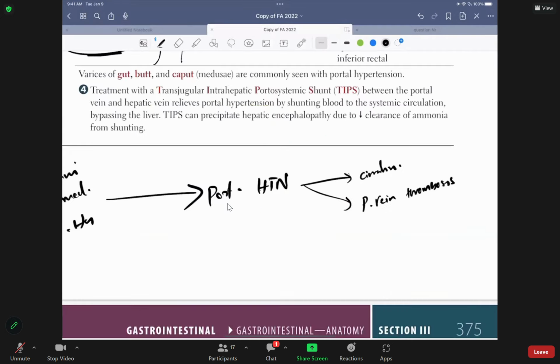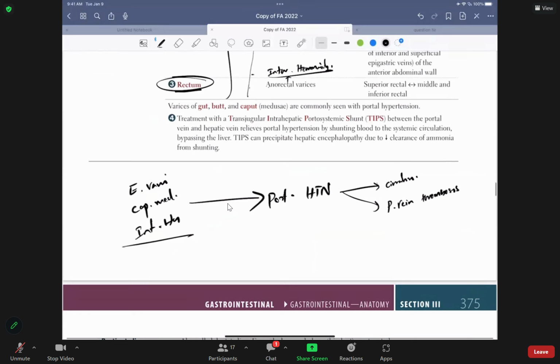So this is so important, okay? Now, if I am reading a question and the question says esophageal varices or caput medusae or internal hemorrhoids, I know the patient has liver cirrhosis or portal vein thrombosis. Is that clear, folks? Okay.